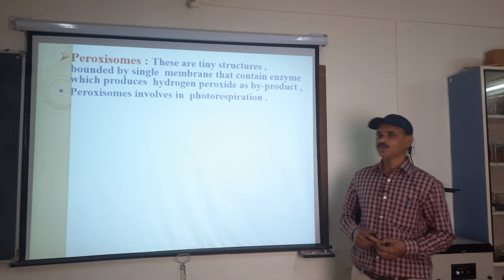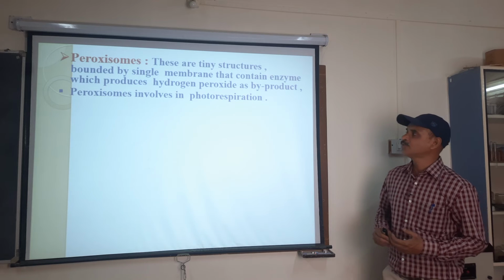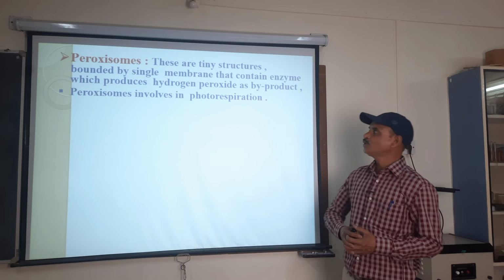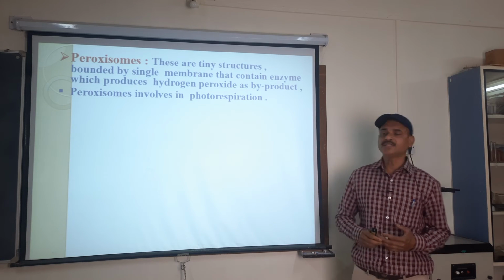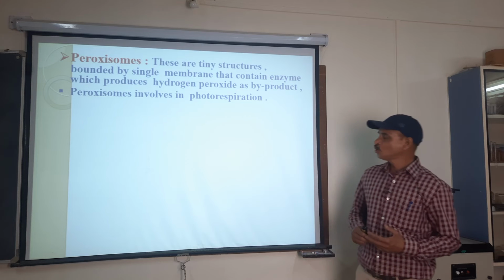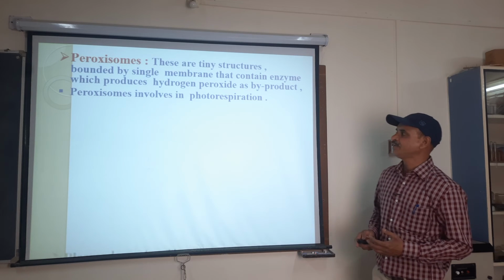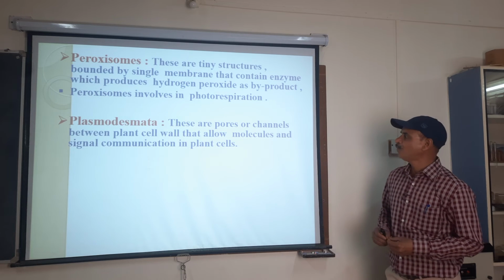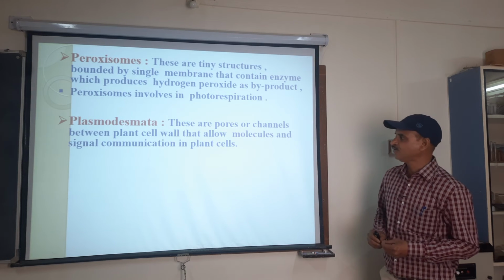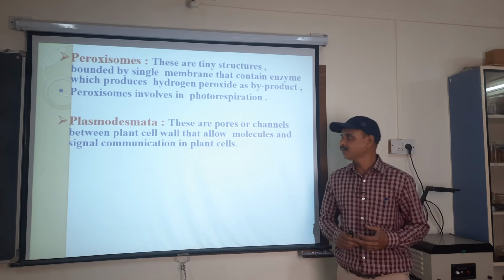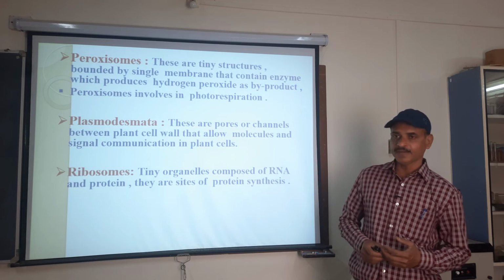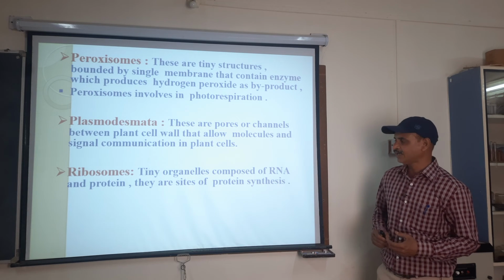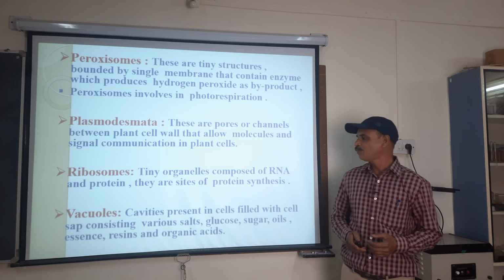Then peroxisomes are there. These are tiny structures bounded by a single membrane that contain enzymes which produce hydrogen peroxide as a byproduct. Peroxisomes are involved in photorespiration. Then plasmodesmata are there. The plasmodesmata are pores or channels between plant cell walls that allow molecules and signal communication in the plant cell. Then ribosomes are there. These are tiny organelles composed of RNA and protein. They are sites of protein synthesis.